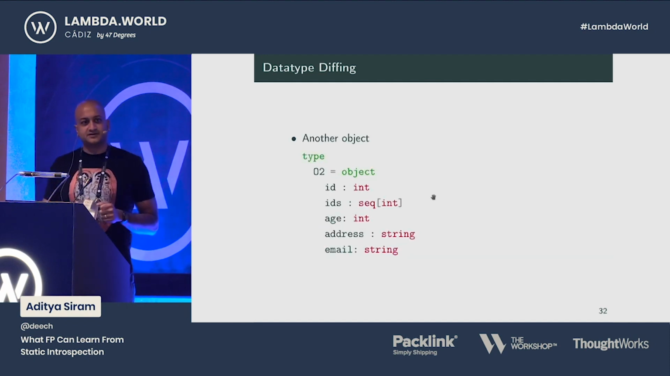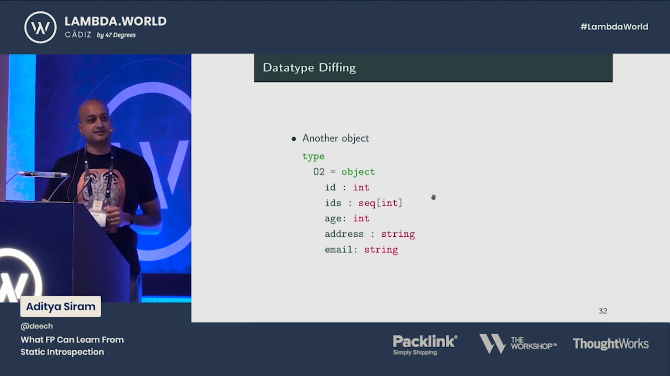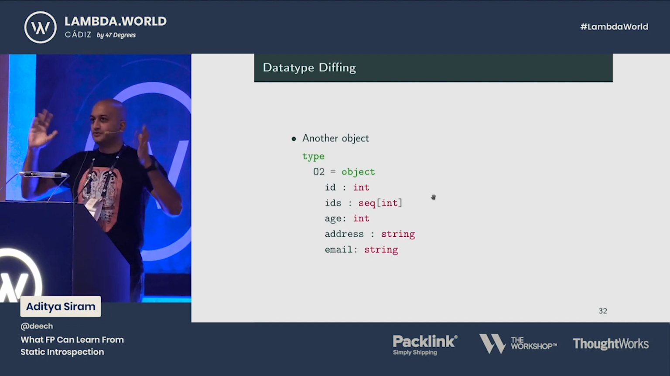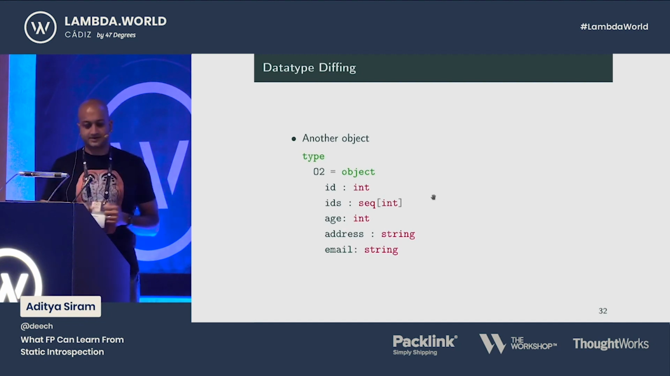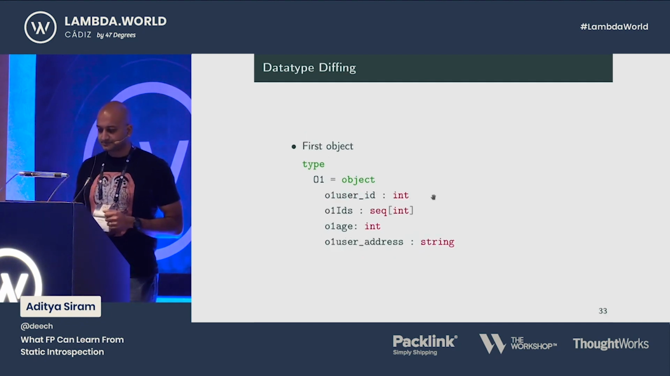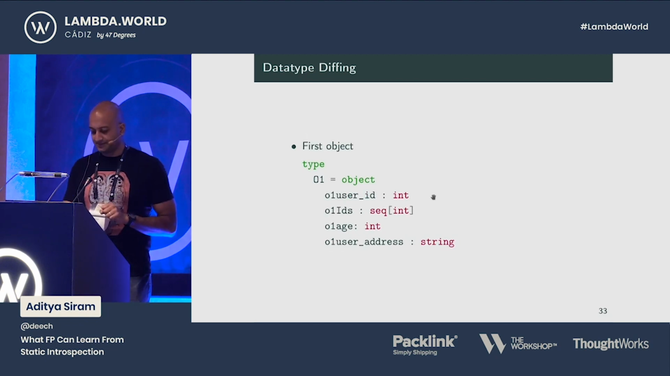So here's another object. This is O2. This is O1 evolved like 6 months to a year later. We've cleaned up some of our naming, right? Instead of O1 user underscore ID, it's just ID and everything's nice. So this is version 2 of this object. That's the first object, a little messier.